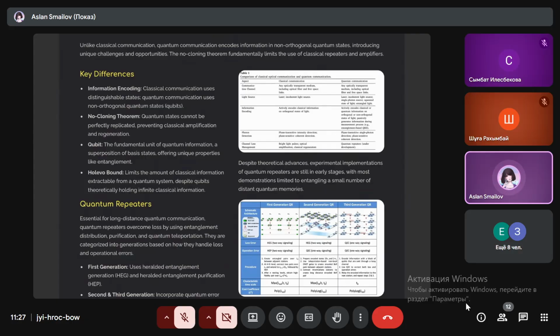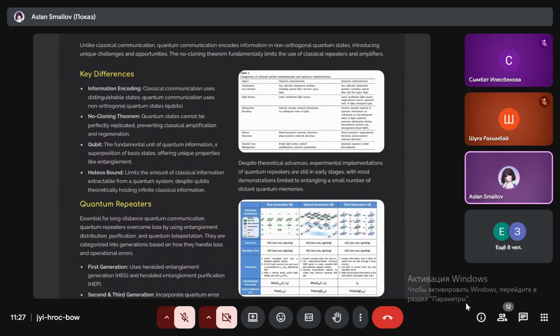It's like some tools that repeat the process of the transmission of our information. It also helps us to share the quantum states over a big distance.